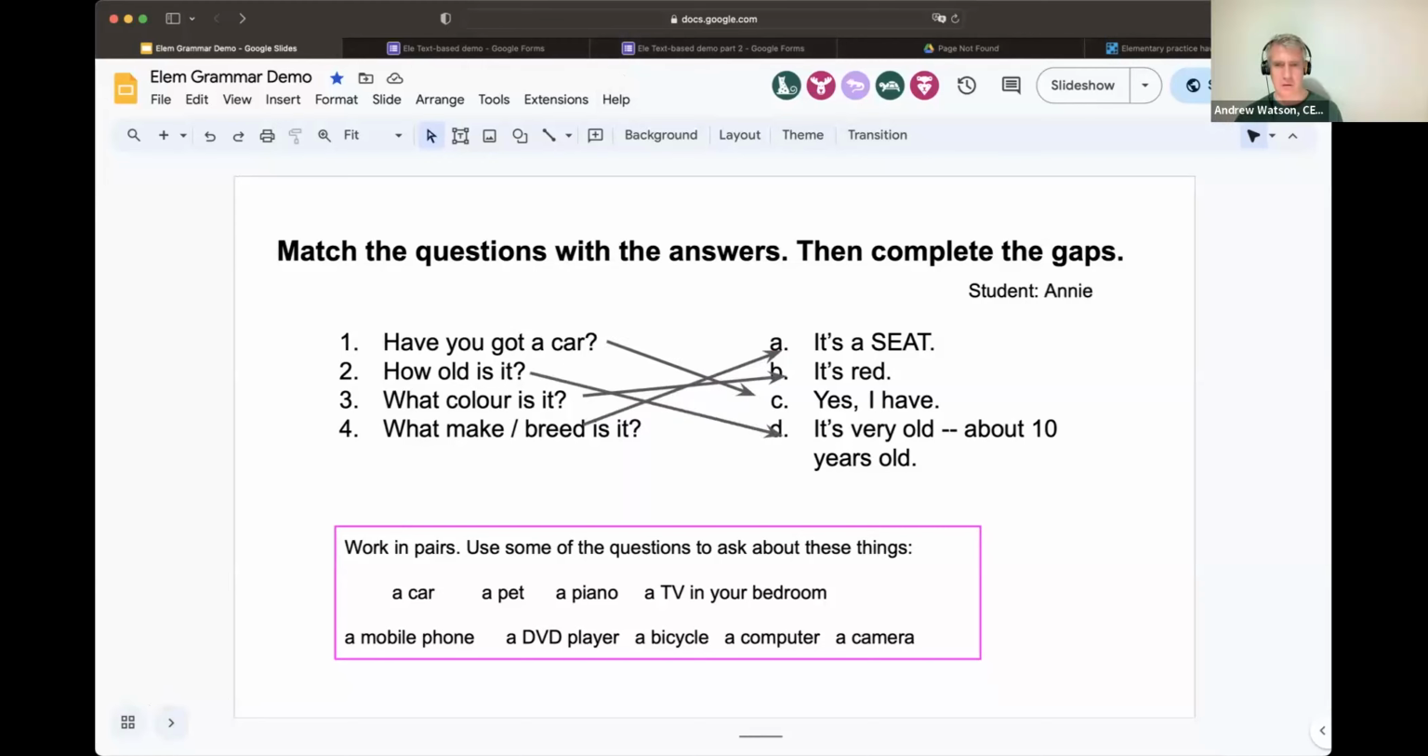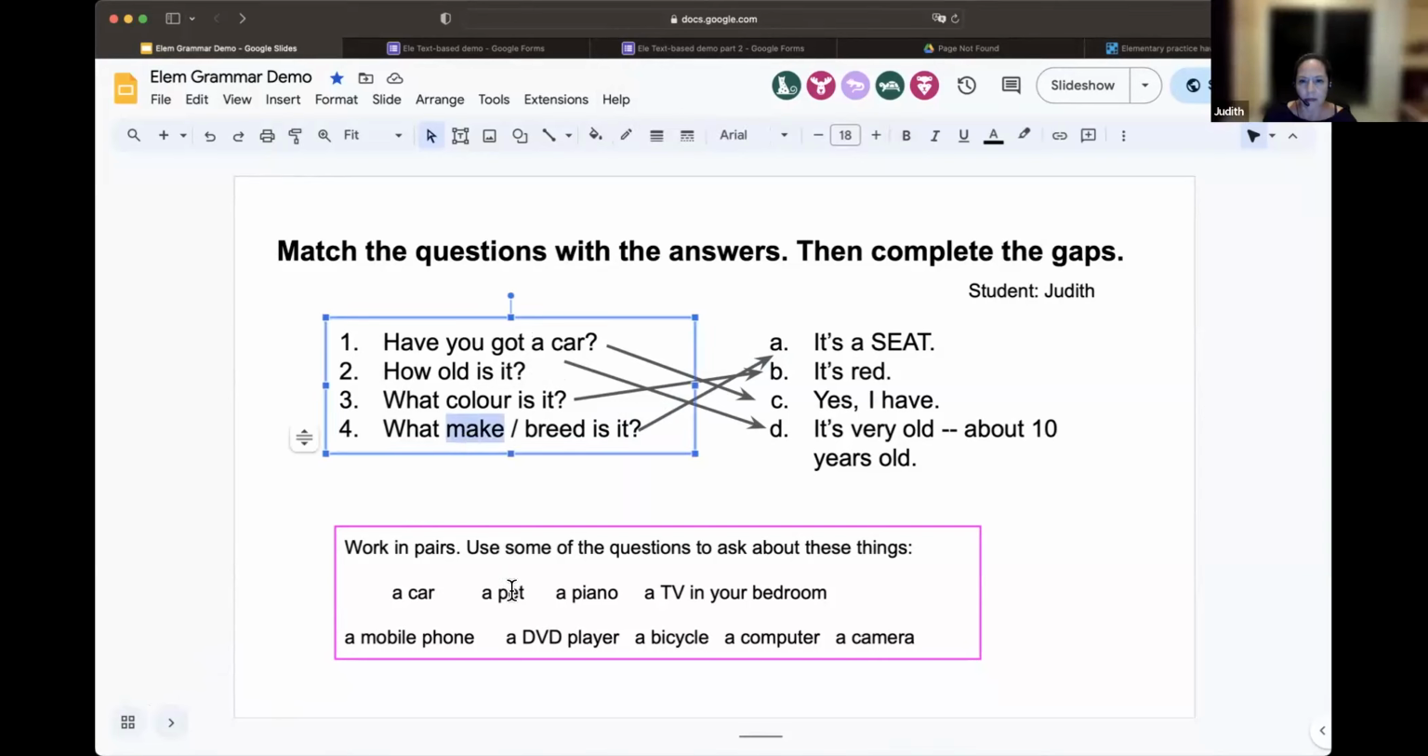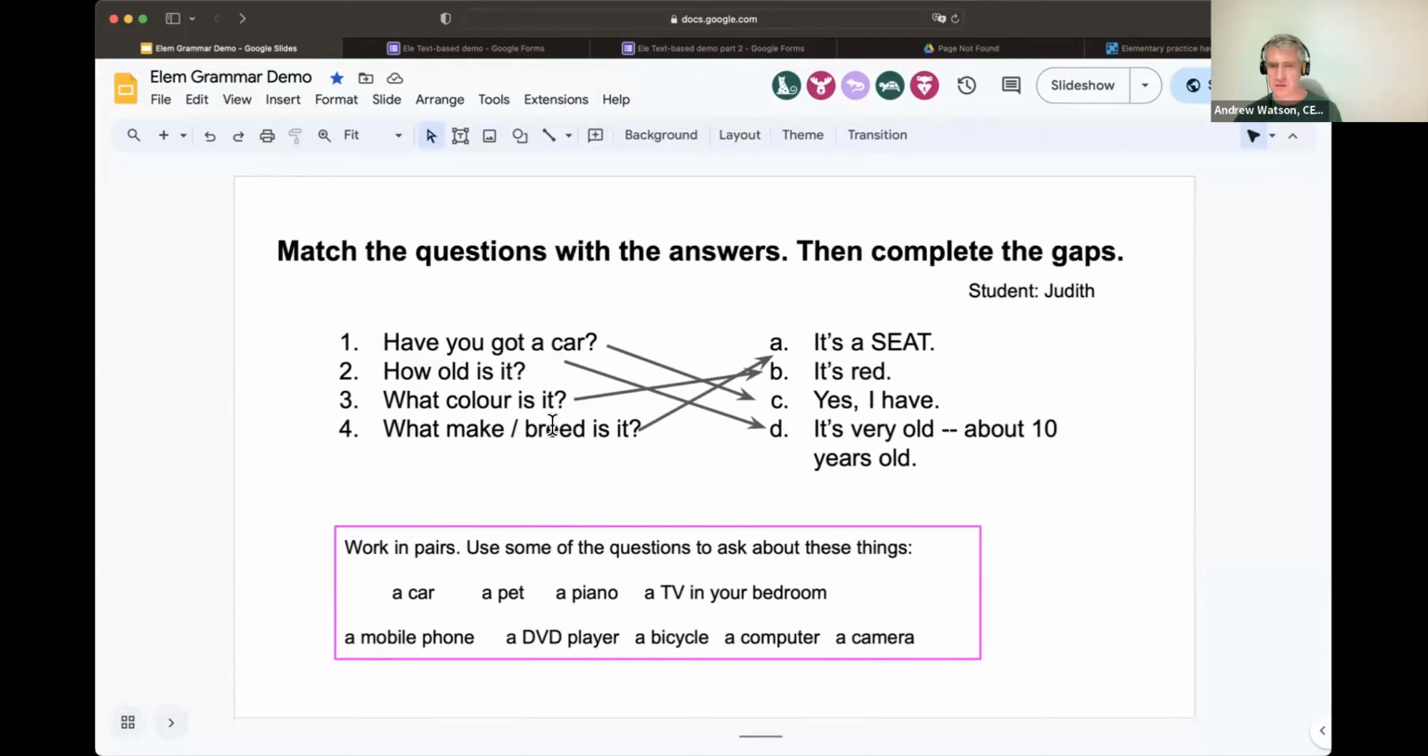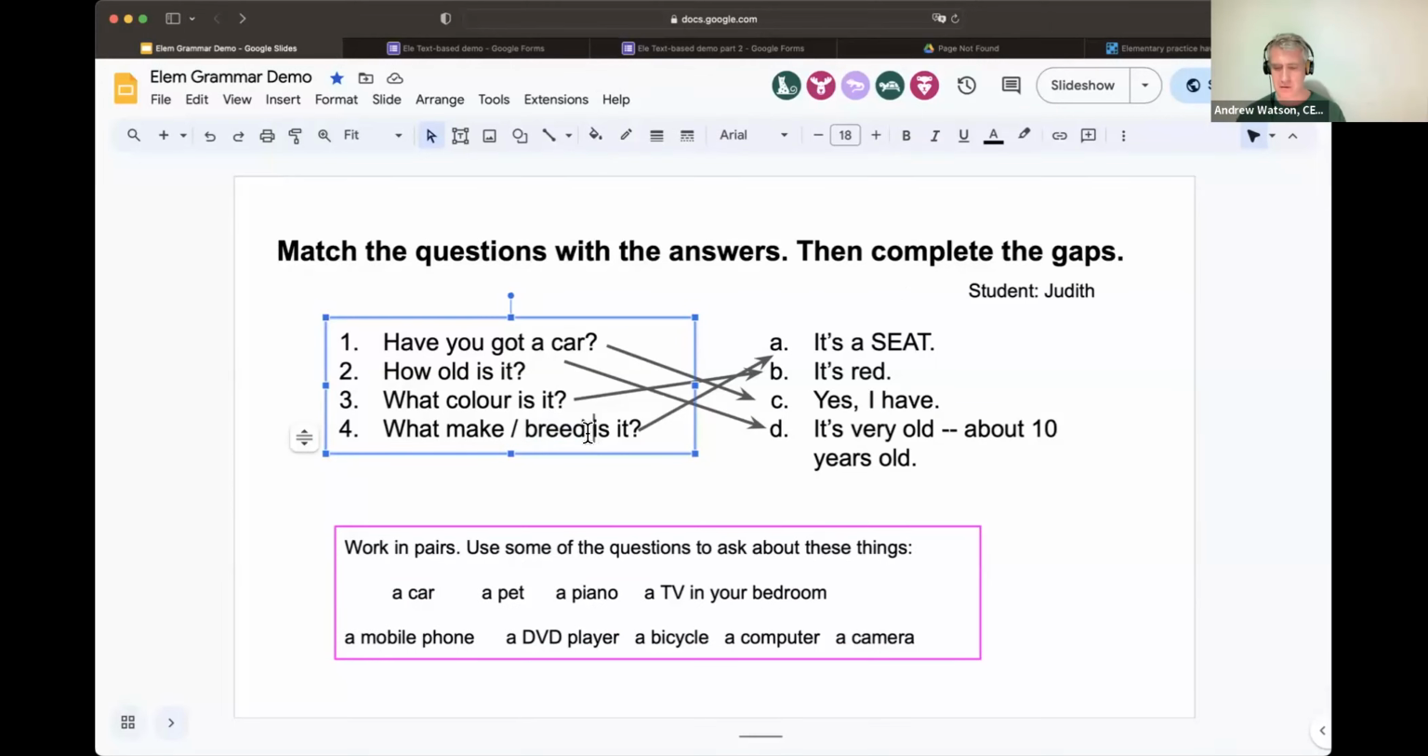Okay, so Judith, have you got a car? Yes, I have. How old is it? It's very old, about 10 years old. What color is it? It's red. What make or breed is it? Okay, it's a Seat, right? So make, we use that word for cars, yeah? But if you're talking about maybe dogs or cats, you don't talk about make, then you talk about breed. Breed is like raza.